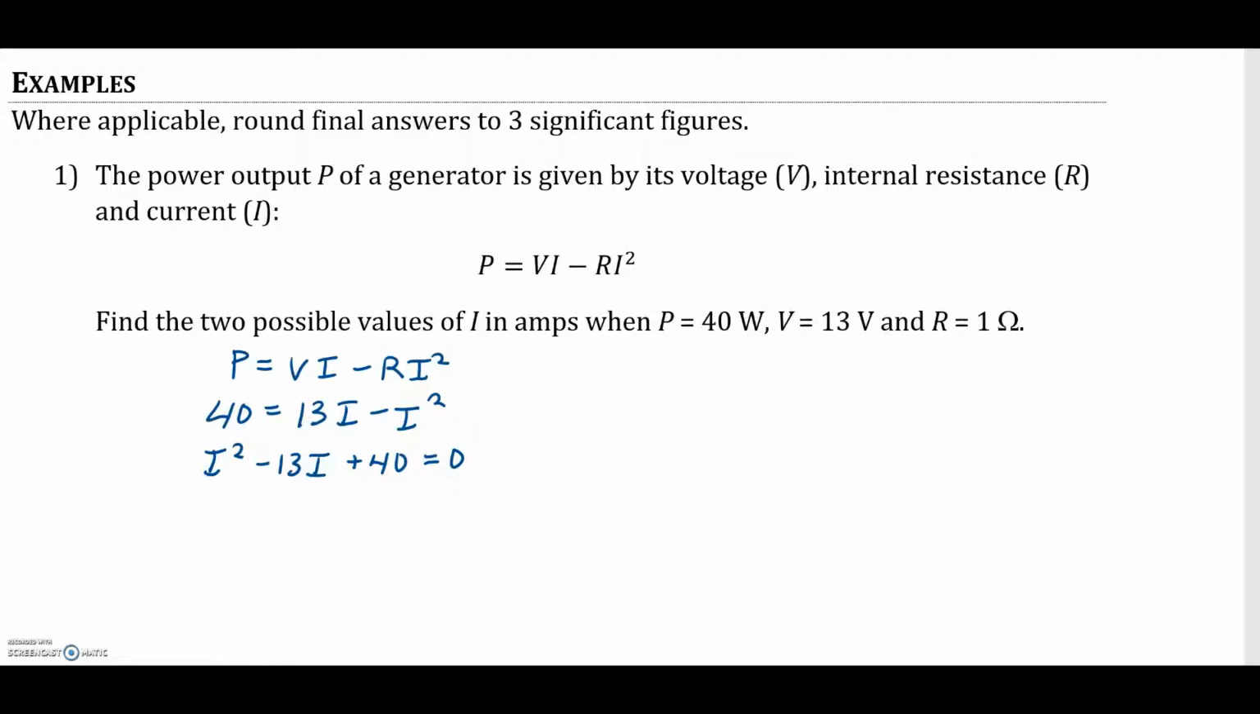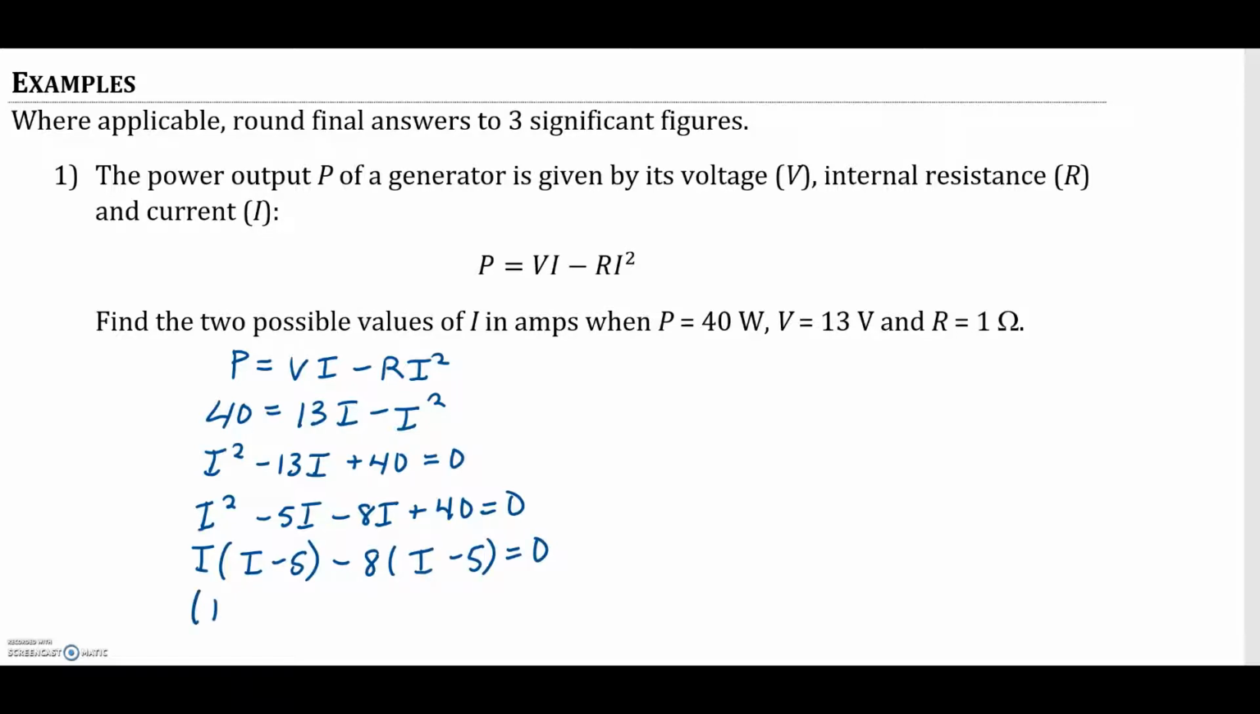We need two numbers that multiply to 40 and add to negative 13. For this, we can use negative 5I and negative 8I, and factoring by grouping, we can factor out an I and we get I minus 5, and then factor out a negative 8 and we're left with I minus 5 again. Common factor out the I minus 5 and we're left with I minus 8.